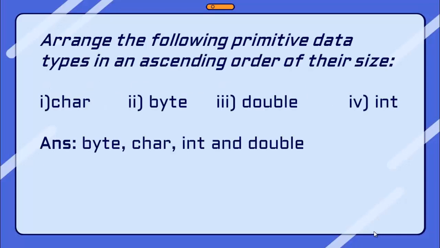Arrange the following primitive data types in ascending order. Char, byte, double, int is given. You have to keep in mind BCILFD. So it is byte, char, int, and double.